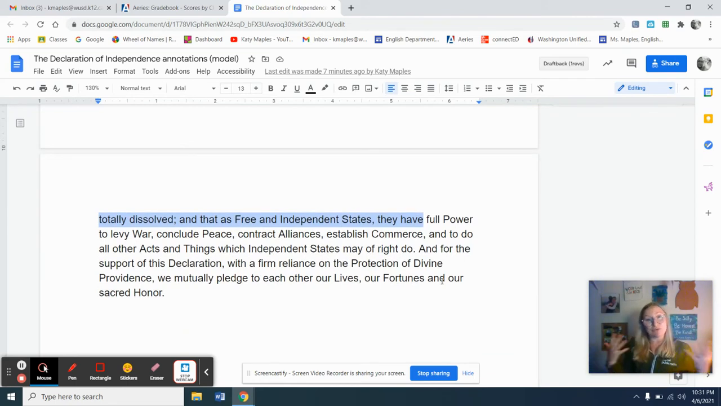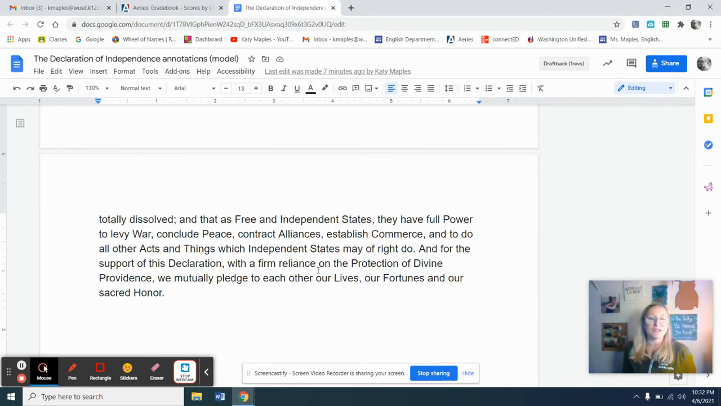And that since we're free and independent states, right, we have the full power to levy war, conclude peace, contract alliances, establish our own commerce, and to do all other acts and things which independent states may of right do. We are now, as of this moment, declaring our independence. We are saying we are our own nation. We are going to make our own rules, our own laws, have our own commerce and trade. We can levy war just like you can. We are on our own now.